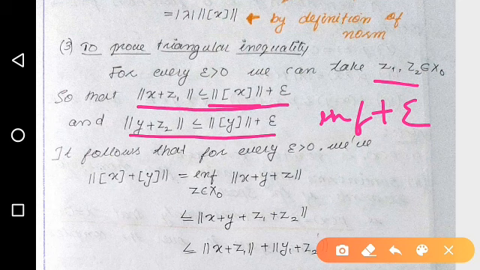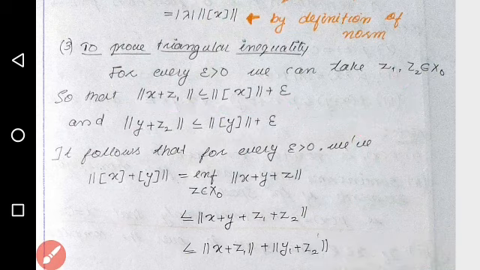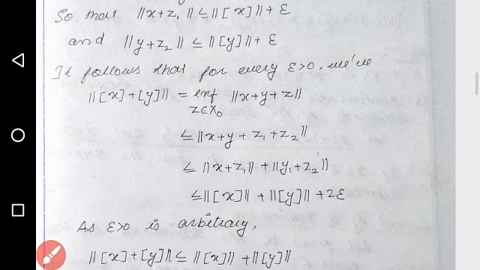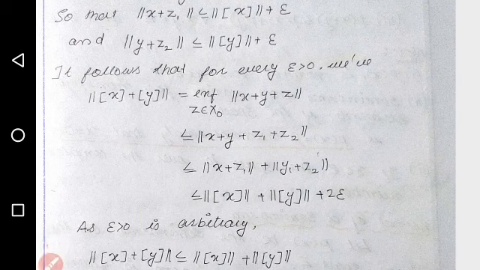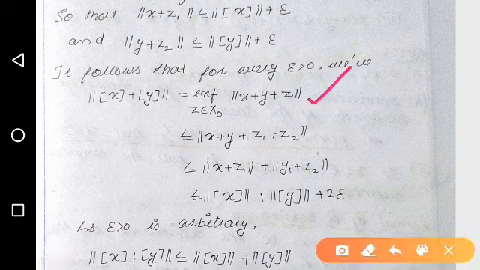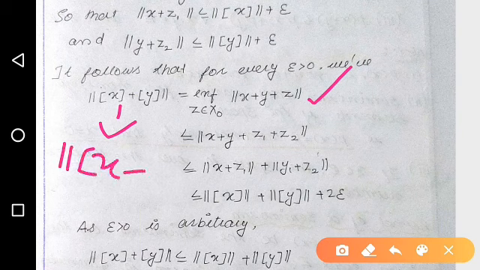It follows that for every epsilon greater than 0, we have norm of coset of x plus coset y is equal to infimum over z belongs to X naught of norm of x plus y plus z. It is by definition of quotient norm. That is, norm of coset x plus coset y is nothing but norm of coset of x plus y.